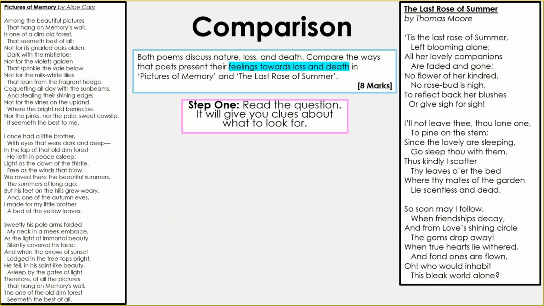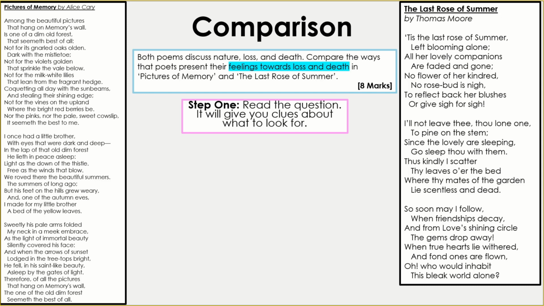Step 1. Again, start by reading the question. This will help frame your understanding of the poems. Here, the question is, both poems discuss nature, loss, and death. Compare the ways that poets present their feelings towards loss and death in Pictures of Memory and The Last Rose of Summer.